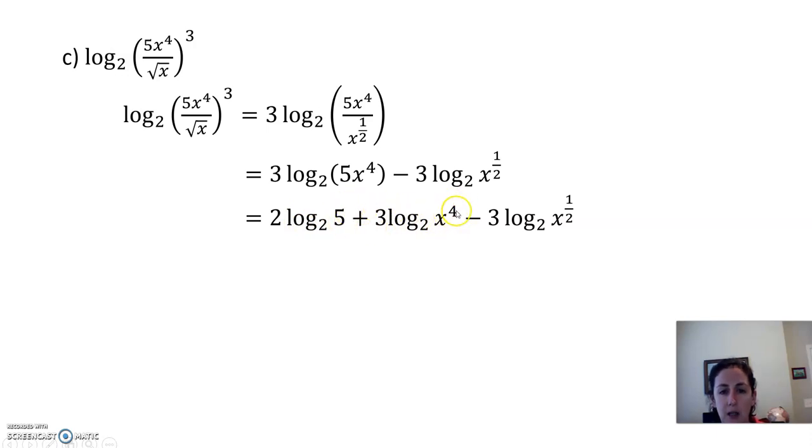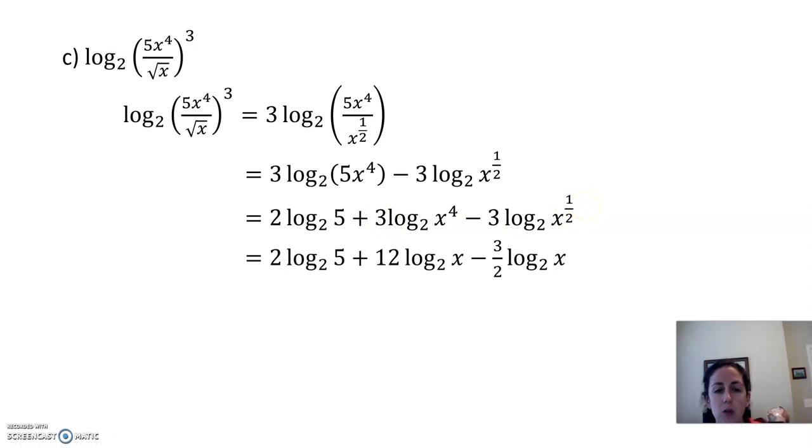Now what I'm taking the logarithm of is being raised to a power. I can bring that power out front, and the same thing here. So we have 2 log base 2 of 5 plus 12 log base 2 of x minus 3/2 log base 2 of x. So you might think that we're done, but take a look here.